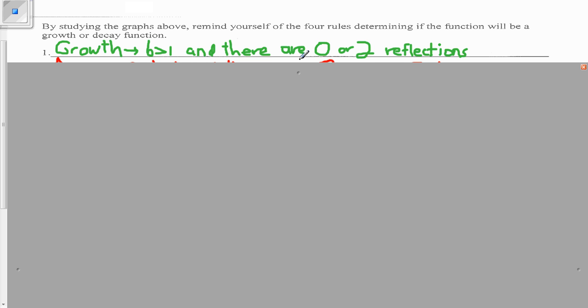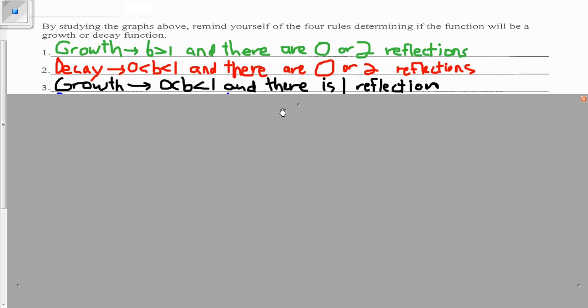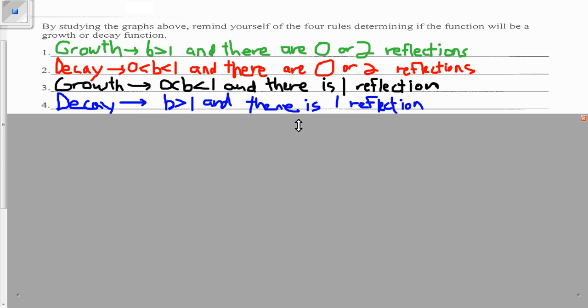When there's a negative x, that's a reflection over the y-axis. When there's a negative y, that's a reflection over the x-axis. It's a decay when b is between 0 and 1 and there are, again, 0 or 2 reflections. It's a growth if b is between 0 and 1 and there's only 1 reflection. And it's a decay when b is greater than 1 and there is 1 reflection.